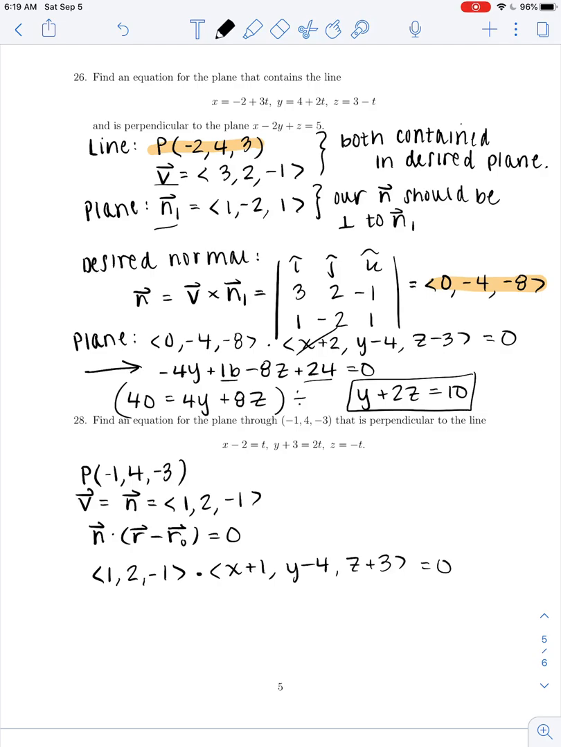So again, just at least carry out the dot product and you can stop anywhere past there. So this is x plus 1 plus 2y minus 8 minus z minus 3 equals 0, or x plus 2y minus z equals 10.